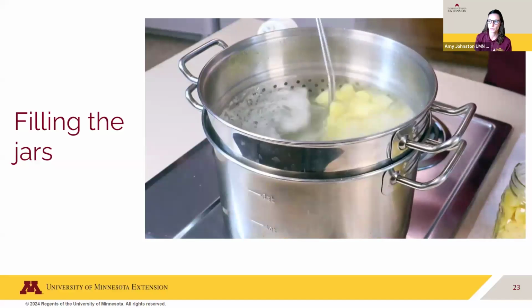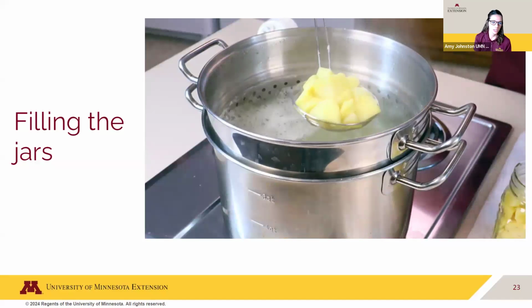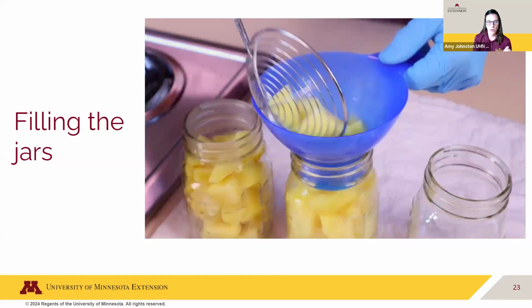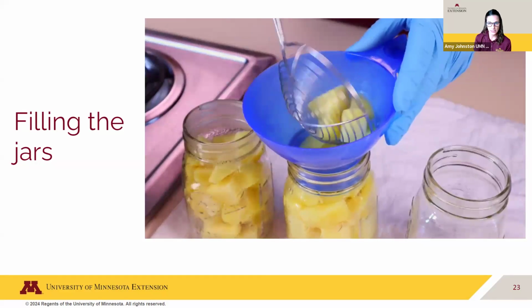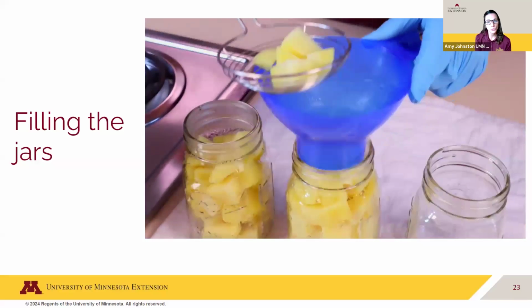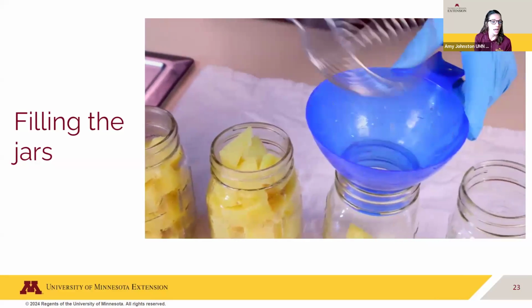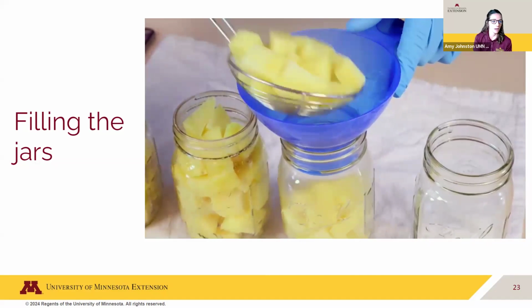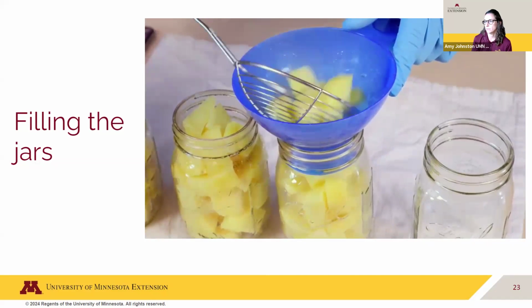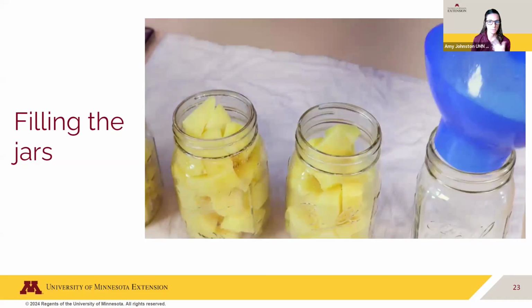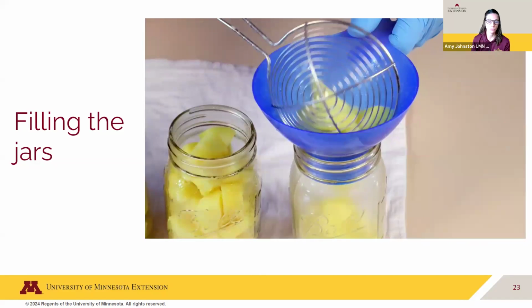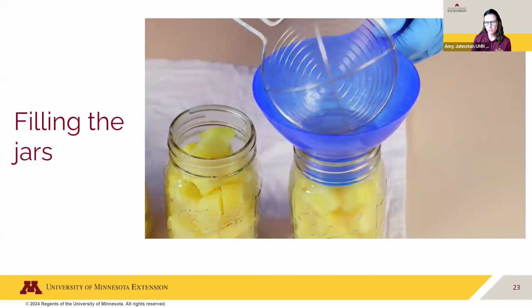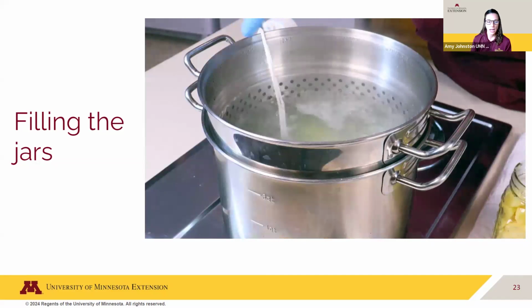The hot potatoes are added to each jar. This recipe is a hot pack style. So again, that means our food is going to be hot, and then our liquid is also hot. So we are going to just be adding fresh hot water right around 180 degrees.